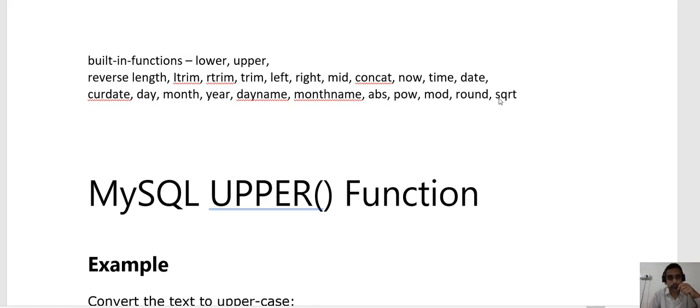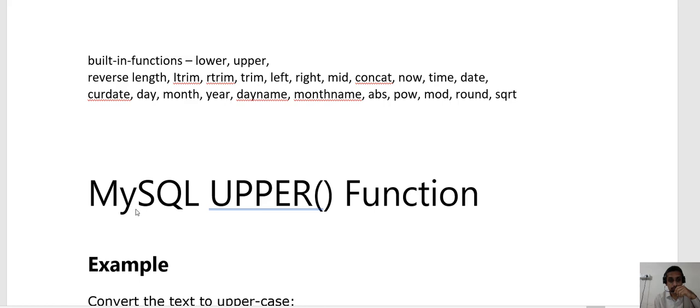Built-in functions such as lower, upper, reverse, length, ltrim, rtrim, trim, right, mid, concat, now, time, date, current date, day, month, year, day name, month name, abs, pow. Then we have mod, round and sqrt. So these are all the functions which are called the built-in functions and which are already available in MySQL. Today we are going to see them one by one.